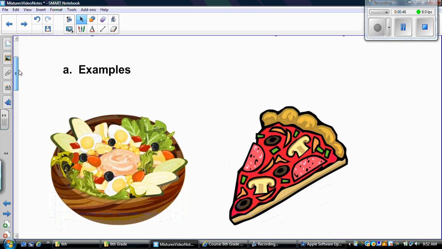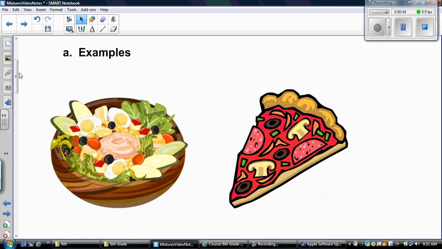So if you take a look at the examples below, a salad and a pizza, you can see the different parts that make up a salad and that make up a pizza. So if you can see the different parts of a mixture, that is called a heterogeneous mixture.